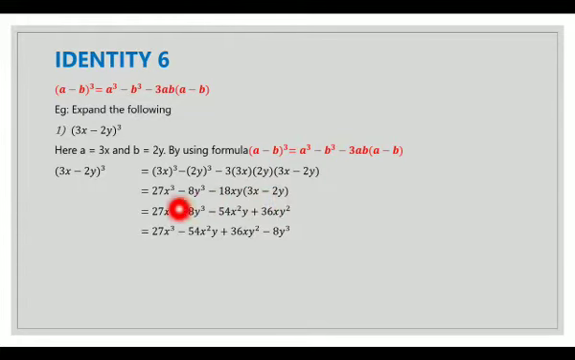Now we are going to open the bracket. 27x³ − 8y³ − multiply the brackets, that is 18xy into 3x, that is 54x²y, minus minus plus 18xy into 2y, 18 2s are 36, xy into y, so 36xy². Now rearrange the terms. 27x³ − 54x²y + 36xy² − 8y³.